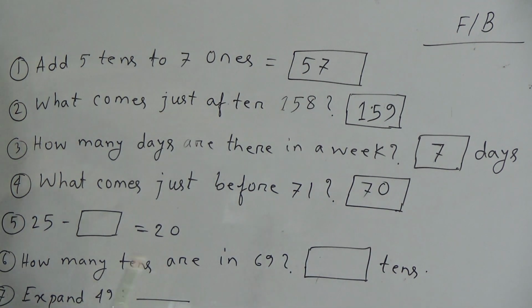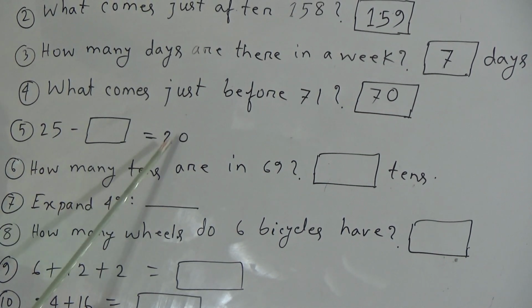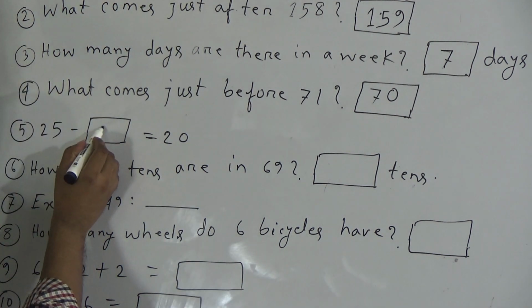Now five number, 25 minus dash equal to 20. For getting 20, which number we have to subtract from 25? It's very easy. If we subtract 5 from 25, then we can get 20. And if we subtract this 20 from this 25, we can get the answer. So it will be 5.